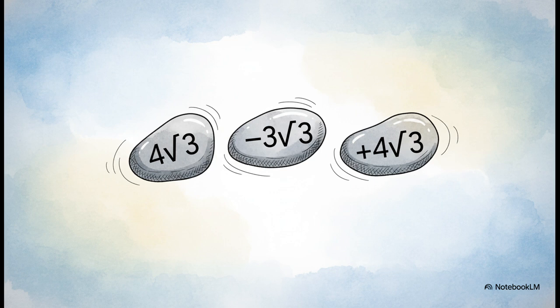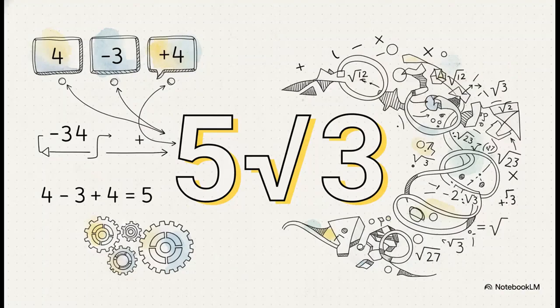This looks just like that first basic example we did. All that's left is to combine those coefficients. 4 minus 3 is 1, plus another 4 is 5. And our final answer is 5 root 3. We just took a problem that looked super complicated and broke it down into simple, easy steps.